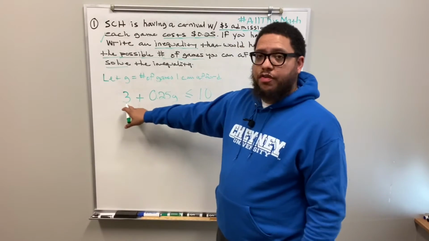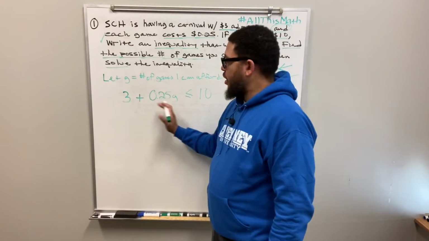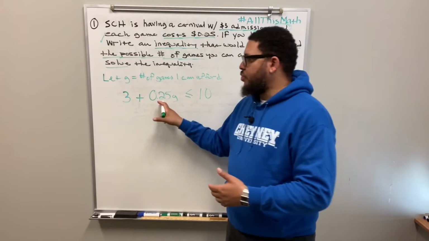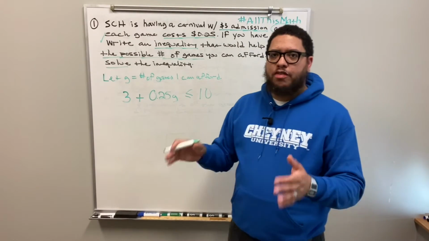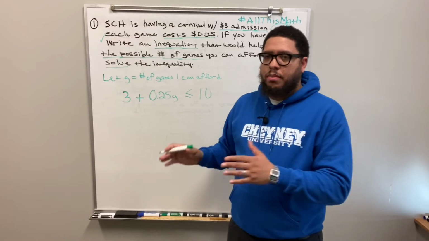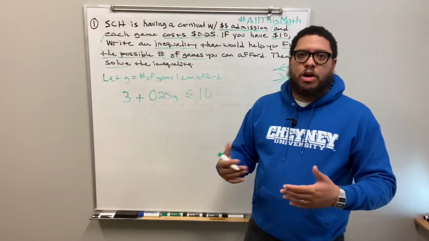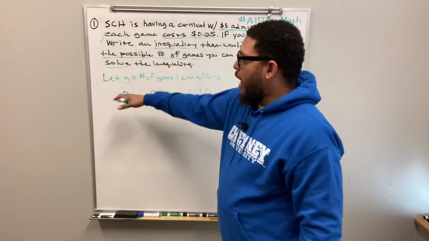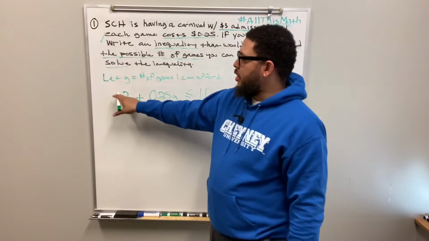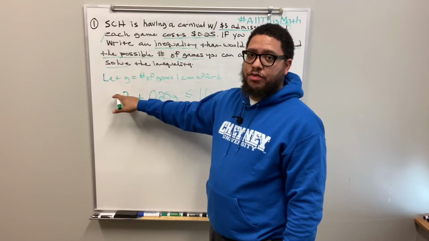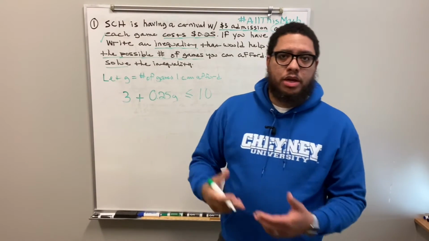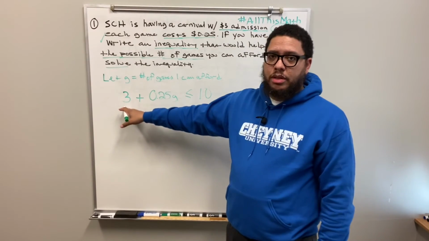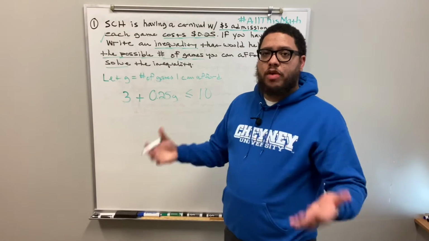I'm going to get rid of the 3 first because that's further away from the G. I could get rid of 0.25 first, but typically that makes the problem more messy, makes the math more difficult. You can do it, but I don't advise it because we want to work smarter and make the problem as easy as it possibly can be. So how do I get rid of the 3? I see that this is a positive 3. There's no negative sign in front of it. Whenever I want to get rid of something in an equation or an inequality, I do the opposite operation. The opposite of a positive 3 is a negative 3, which means I subtract 3.